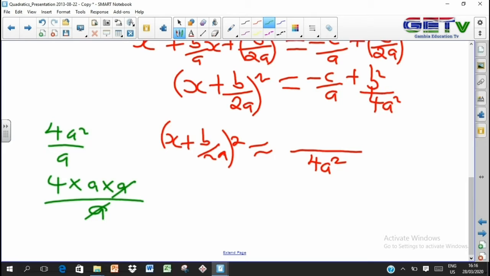So remember, c is negative. So you are going to say 4a times negative c will give us negative 4ac plus 4a square into 4a square will cancel, and the result becomes 1. So 1 times b square will give us b square.